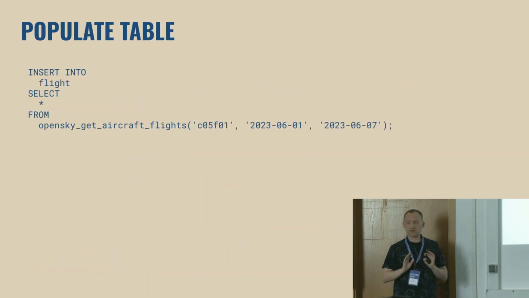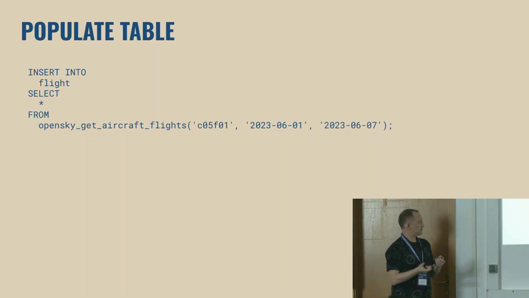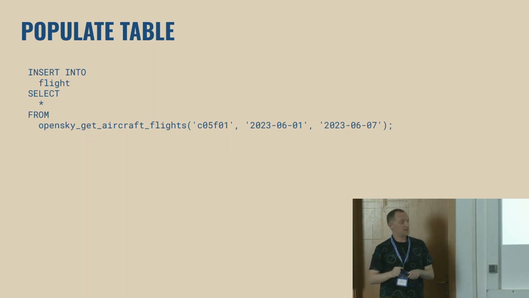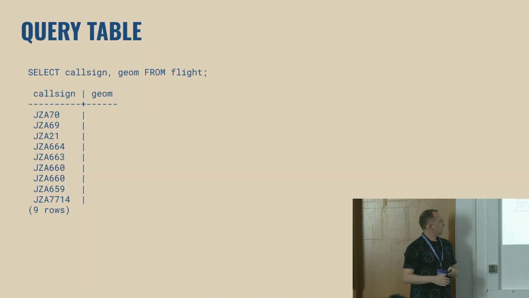So I can do something as simple as this. I say insert into flight. We select all of the columns, and we call this function as the source for it. And you can see there the parameters are just the aircraft and the start time and the end time. And then we get a table which we can query, and we query this table, very simple, call sign and geometry, and we get back the responses.